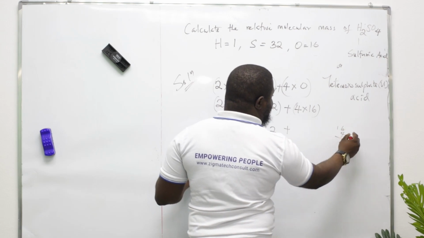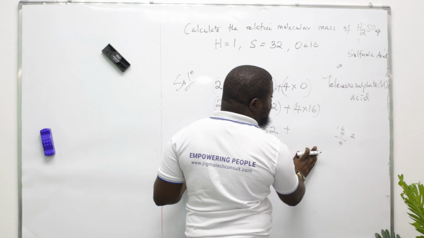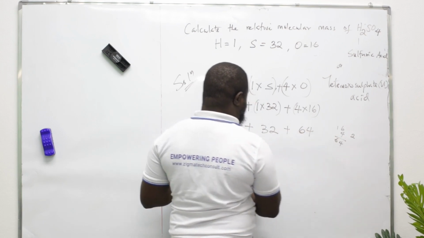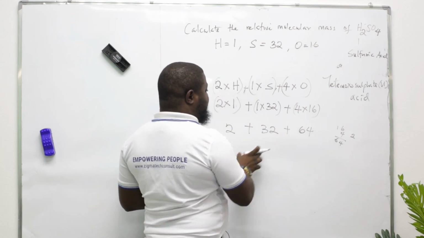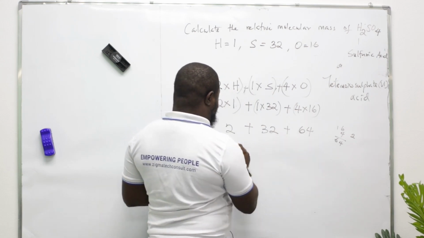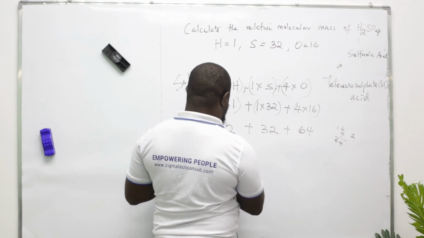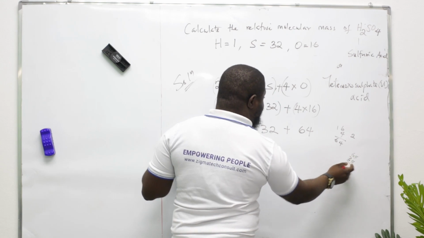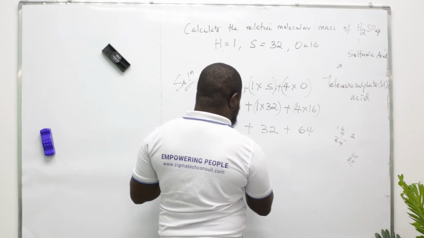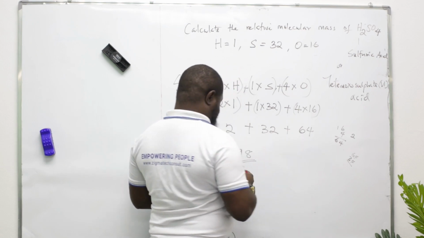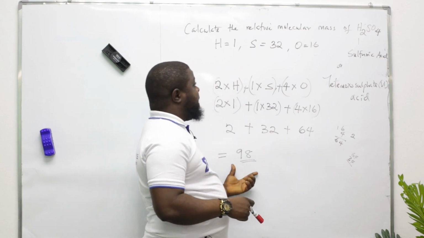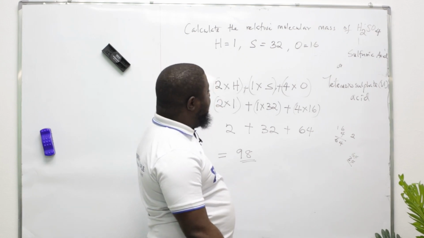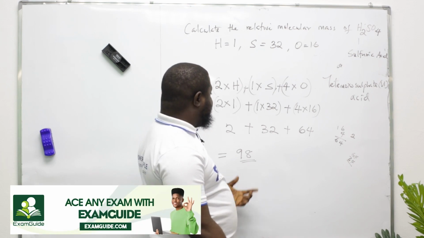6 times 4 is 24. Carry 2. 4 times 1 is 4, plus 2 is 6, so 64. So 2 plus 32 is 34, plus 64. So it will be 64 plus 34, and the answer is 98. That is our answer. So the molecular mass of sulfuric acid, or the molecular mass of H2SO4, is 98.